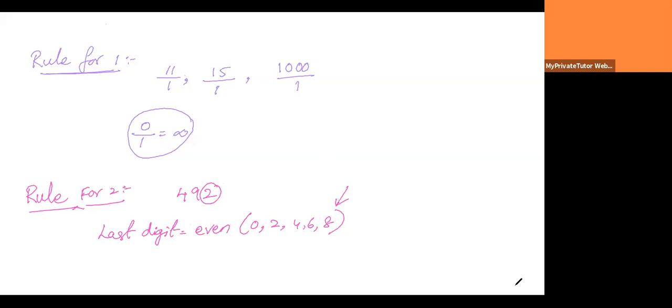Okay, let's try some questions from that. Let's take 492. Is it divisible by 2? Yes, we can divide this, right? If we divide, let's do it. 2 2s are 4, 2 9s are 18, and 2 6s are 12. You can see that we end up getting a whole number without any remainder. So why is this number divisible by 2? Because the last digit is even, or rather this number is even.